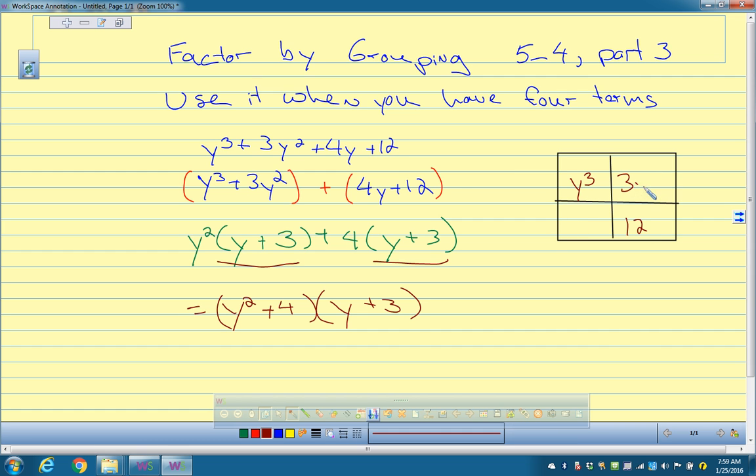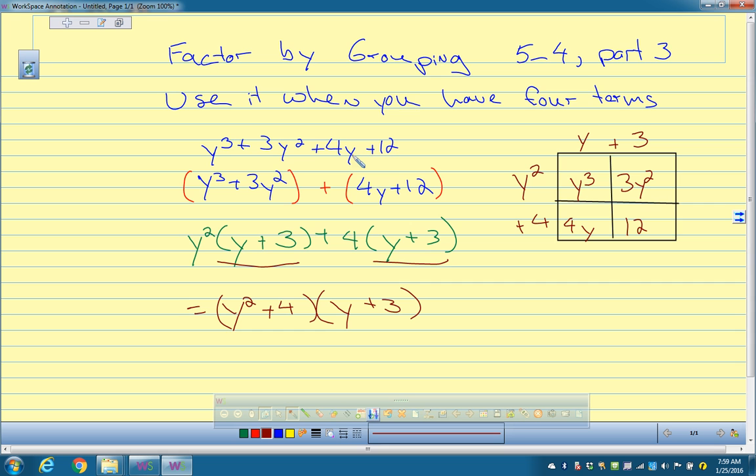So I'm going to put 3y squared there. I'm going to put 4y here. And really you're doing exactly the same thing. I'm going to pull out a y squared over here. Y squared times y will give me y cubed. Y squared times 4 will give me 4y squared. Y plus 4 will give me 4y. And y squared plus 3. Y squared times 3 will give me 3y squared. And notice this is the same thing. Y squared plus 4 times y plus 3. Okay? So you can do it that way too. Some people like this, it's more visual, right? Either way is okay. Questions on that?